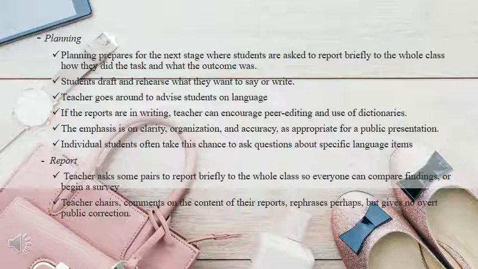Then the third is report. The teacher asks some pairs to report briefly to the whole class so everyone can compare findings or begin a survey. Then the teacher chairs, comments on the content of their reports, perhaps, but gives no overt public correction.